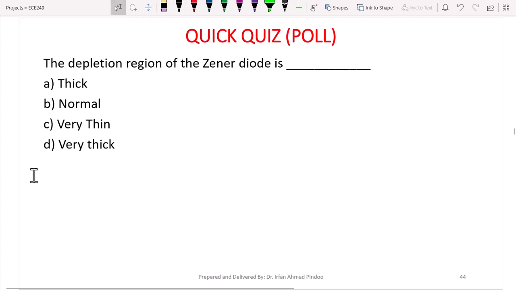So what is the depletion region of the Zener diode? It is thin, and it is thin because of the high doping that we do in the Zener diodes.